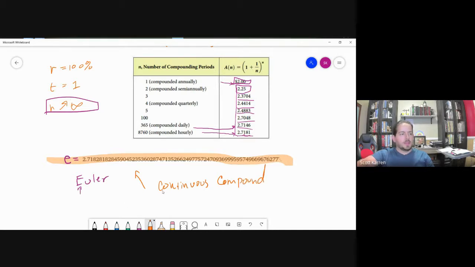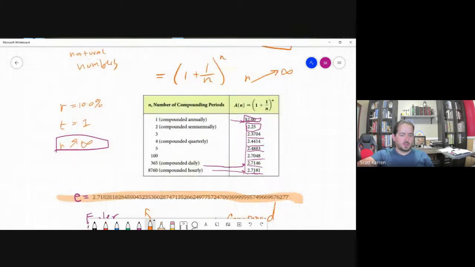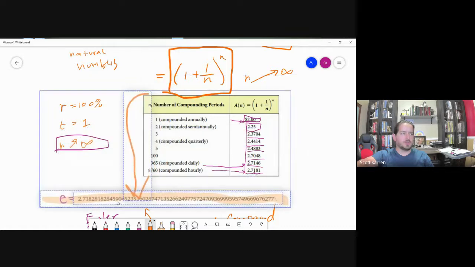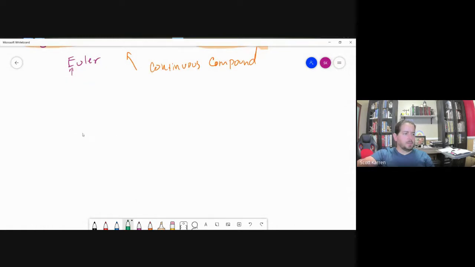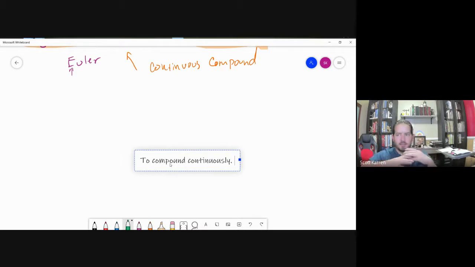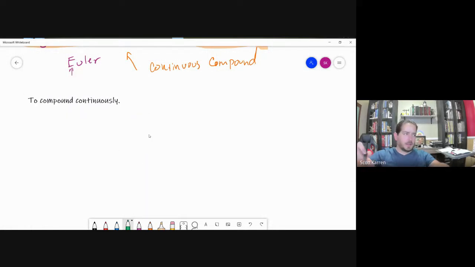Essentially what happened is this expression right here is that number, and I can exchange that for e if I want to. If I want to compound continuously, which is to say an infinite number of compounds during any time interval, you're always compounding.